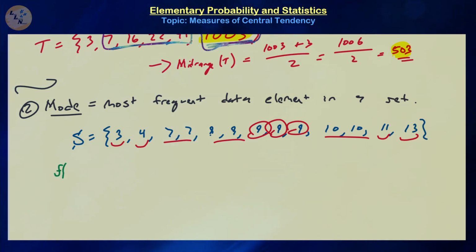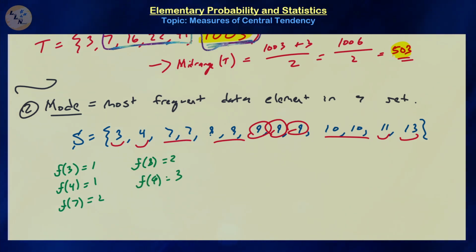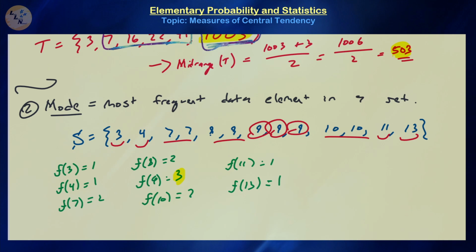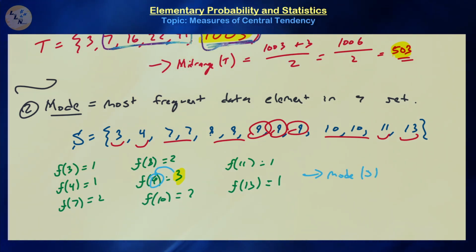So for example, the frequency of 3 is equal to 1, the frequency of 4 is equal to 1, the frequency of 7 is equal to 2, the frequency of 8 is equal to 2, the frequency of 9 is equal to 3, the frequency of 10 is equal to 2, and you probably get the point, right? So when you're considering the mode, you need to find the one with the largest frequency, and that's going to correspond to the mode. So here we see that the mode of this set S is equal to 9.